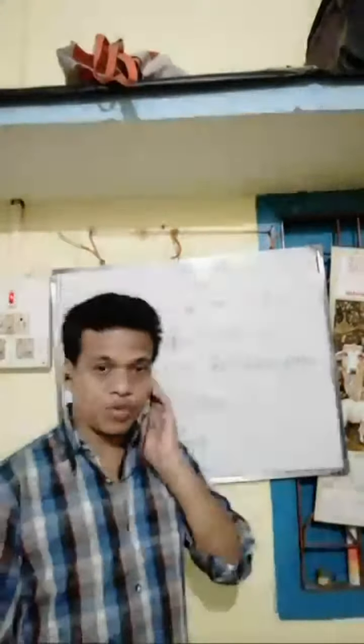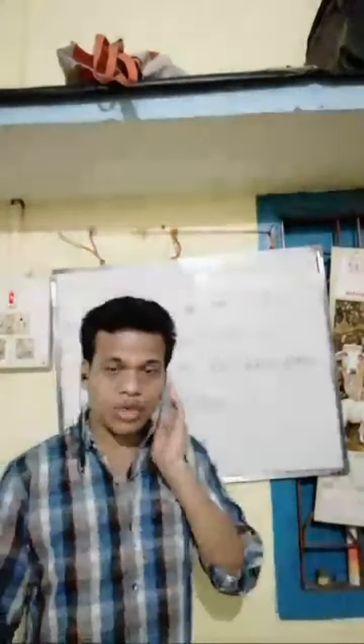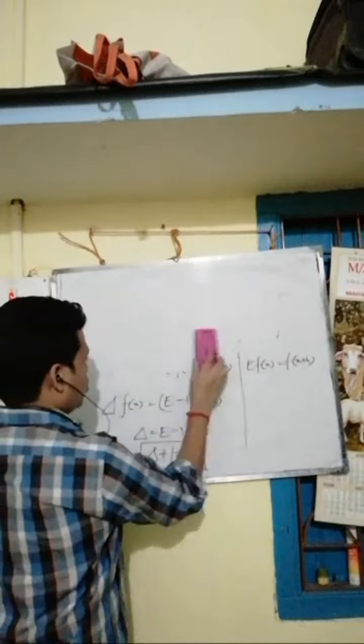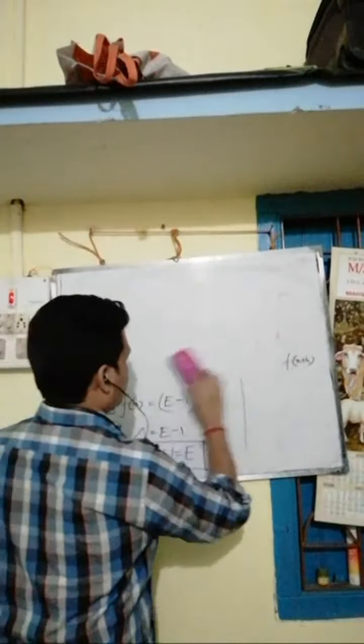So the relation between the difference operator and the shifting operator is Δ plus 1 equals E, where Δ is the difference operator and E is the shifting operator. This is a very important result, as I use it in many sums. So our next topic, we do some math using the formula.